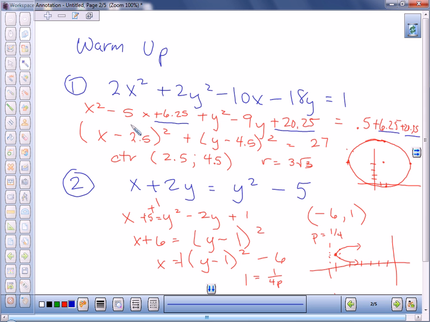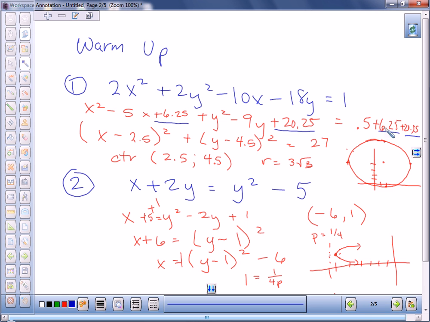So when I took half of the 5, I got the 2.5. And when I squared it, I got the 6.25. When I took half of the 9, I got 4.5 and squared it and got 20.25. So when I write it as a perfect square, when I take the perfect square trinomial and factor it into the binomial squared, you get x minus the 2.5 squared plus y minus the 4.5 squared equals 27. So the center is opposite, 2.5 comma 4.5. And the radius is the square root of 27, which is slightly more than 5, right? The square root of 25 would be 5.